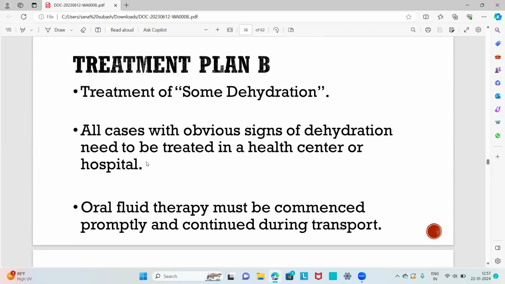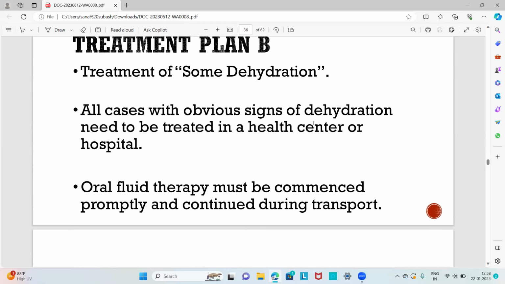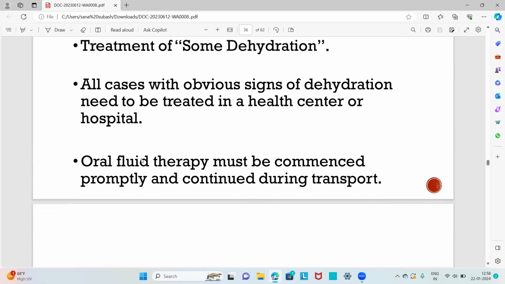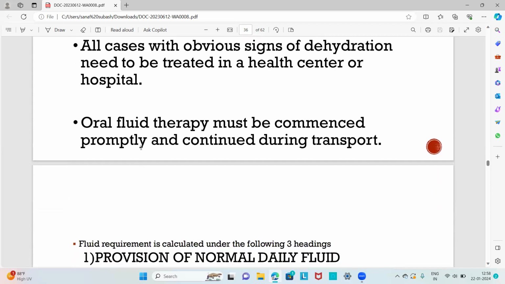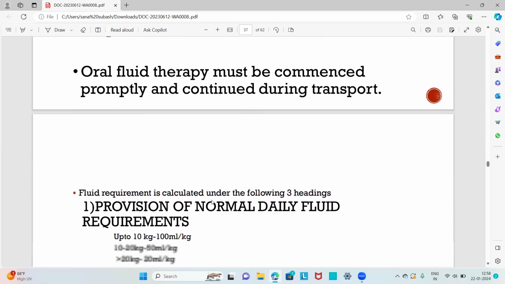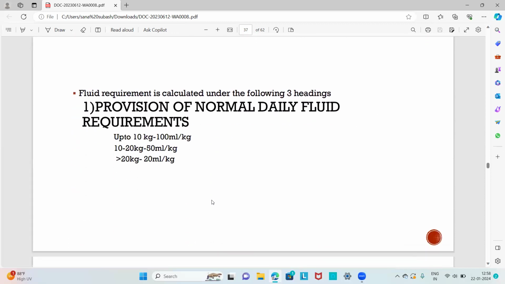Then treatment Plan B is for the child with acute watery diarrhea with some dehydration. All cases with obvious signs of dehydration need to be treated in a health center or hospital. Oral fluid therapy must be commenced promptly and continued during transport. The fluid requirement is calculated under the following three headings, to supplement the fluid requirements.